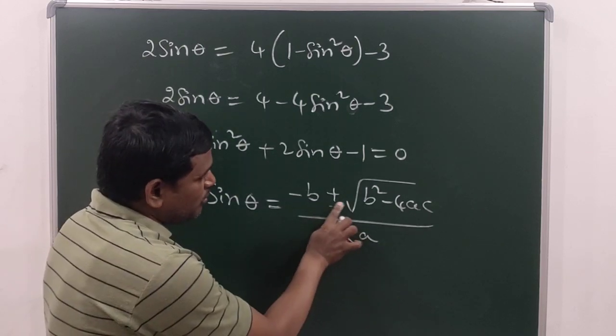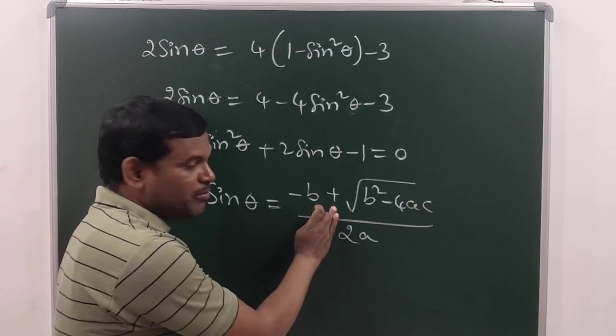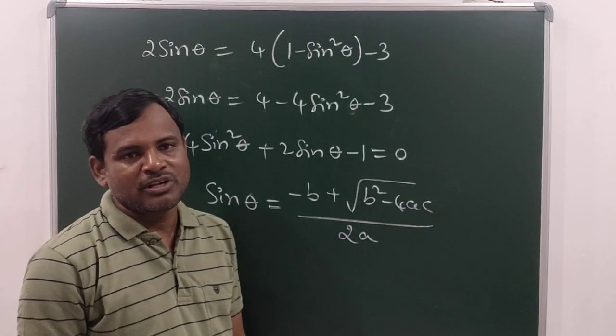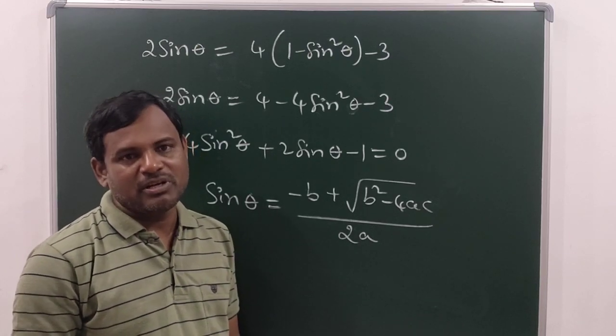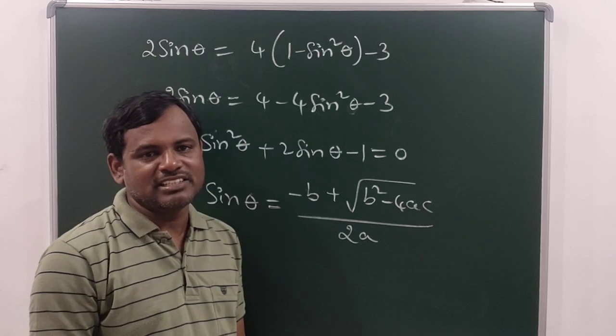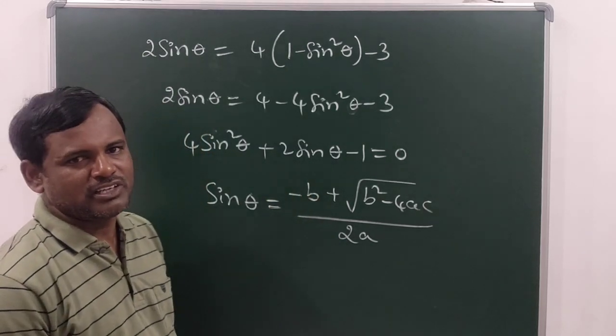So here don't consider this minus. If you consider minus here, you will get sin theta negative. Negative means that angle you will get in the third quadrant or fourth quadrant. But here our angle is 18 degrees. Hence it should be positive, so you take only the plus value here.